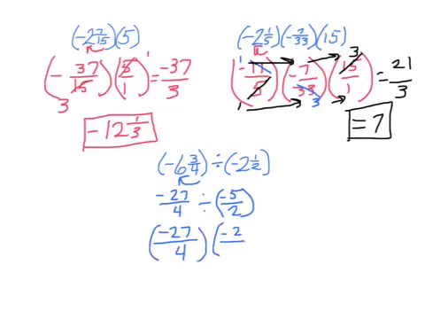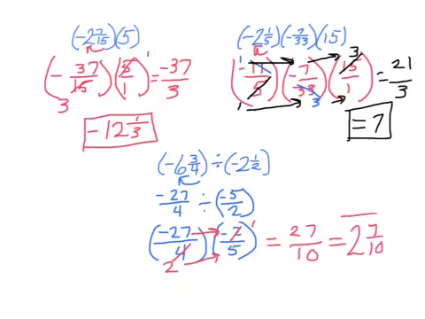Negative 2 over 5. Doesn't matter where you put your negative sign. Now look for anything that can cancel. These cancel. Multiplying across, we get 27 over 10. We have a negative times a negative, a negative divided by a negative, so it is a positive, so 2 and 7/10, and the answer is positive.